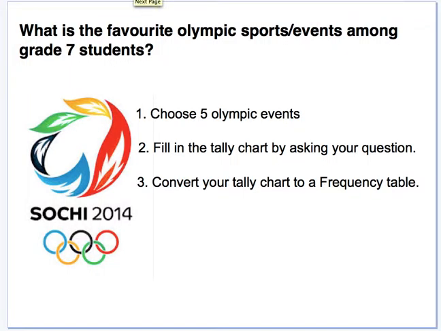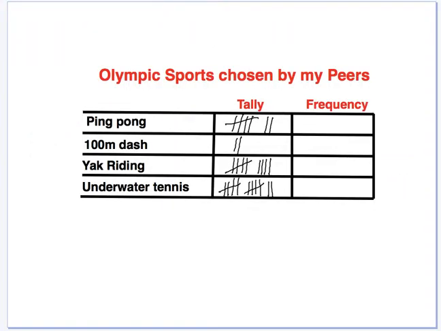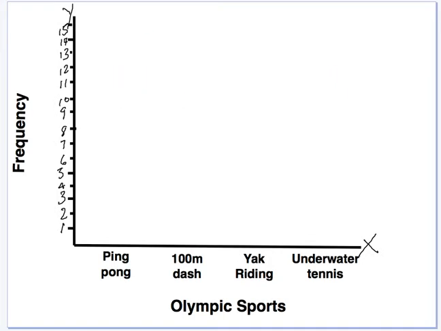So what you can do is choose favorite sports among grade 7 students, and go around the class and ask, and record tally charts. And I've done this already. I chose 4 sports: ping pong, 100-meter dash, yak riding, and underwater tennis. And I did my tally, and I found out that 7 people really like ping pong. That's their favorite. Only 2 people enjoy the 100-meter dash. We have a whopping 9 people who are yak riding enthusiasts, and we have 12 really die-hard underwater tennis viewers.